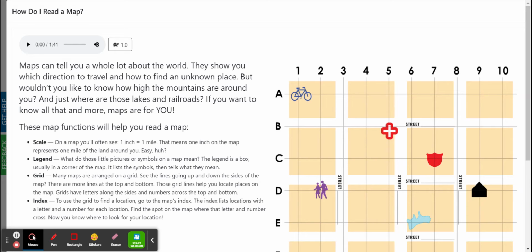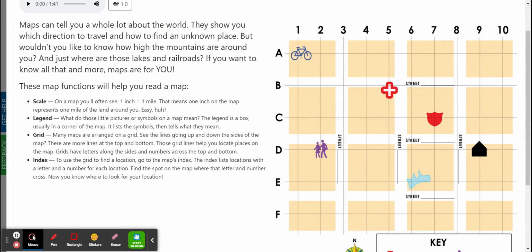Okay, maps can tell you a whole lot about the world. They show you which direction to travel and how to find an unknown place. But wouldn't you like to know how high the mountains are around you? And just where are those lakes and railroads? If you want to know all of that and more, maps are for you. These map functions will help you read a map.